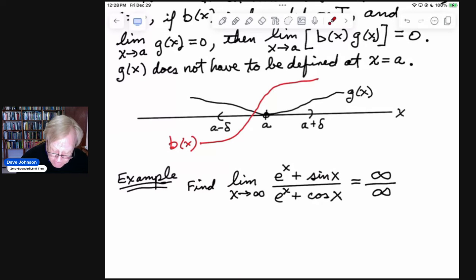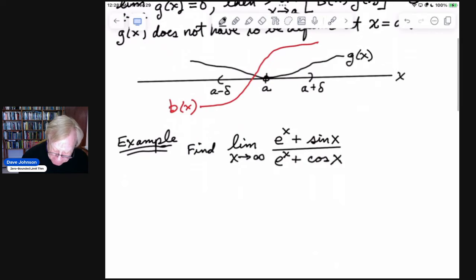So you're going to have to come up with a different way of doing the problem. Okay, so how are we going to do this? Well, my first step would be to say, let's factor out an e to the x from both the numerator and the denominator. So limit as x goes to infinity, and we'll put an e to the x out here, get a 1 plus.